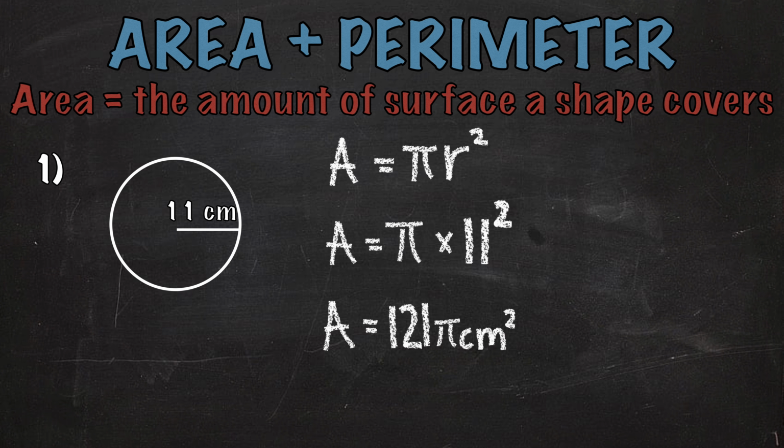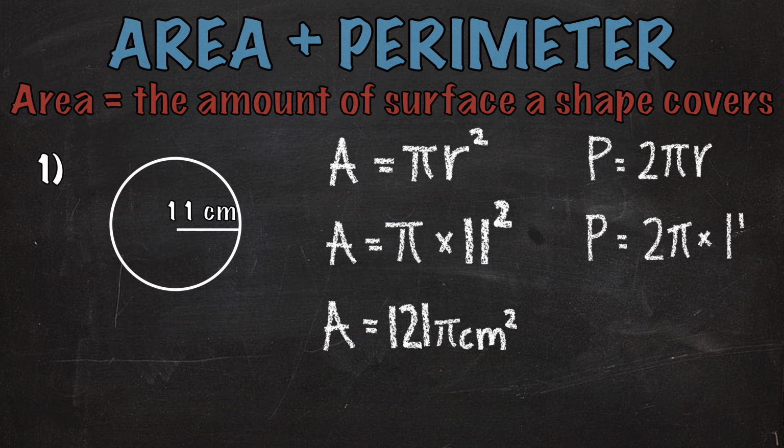centimeters squared. Now that we've worked out the area, we're going to find the perimeter of the circle. So the first thing we're going to do is write down our formula. So once you have written down the formula, we're going to substitute our numbers in. So 2 pi times by the 11 centimeters. So our perimeter is equal to 22 pi centimeters.